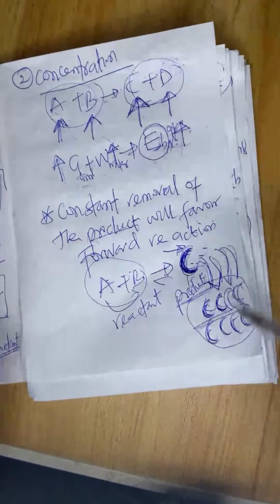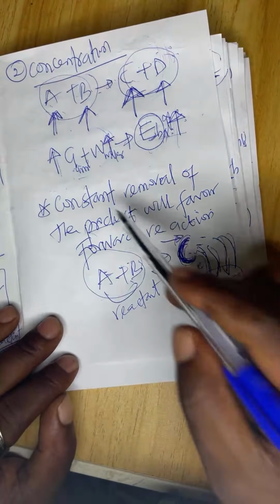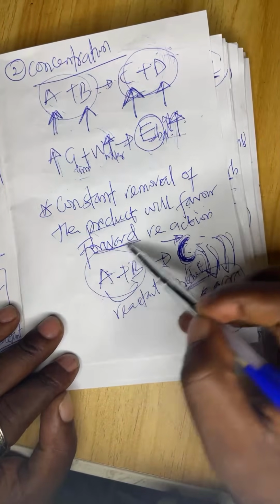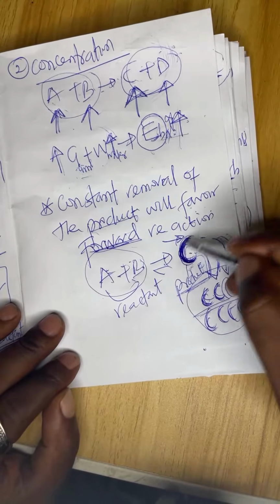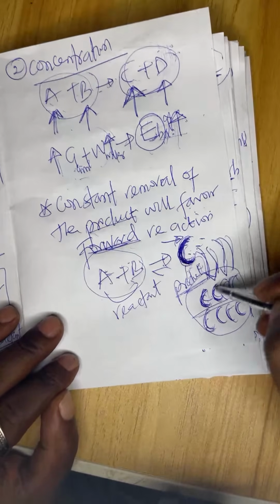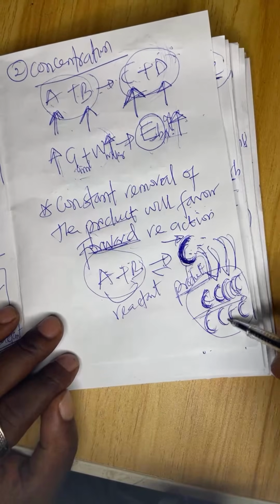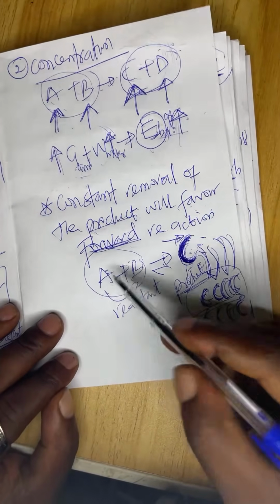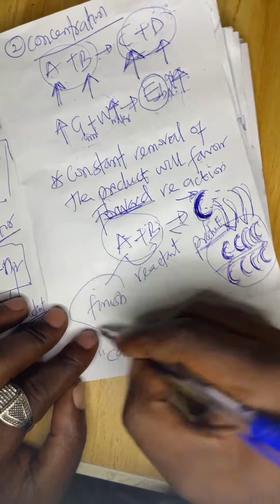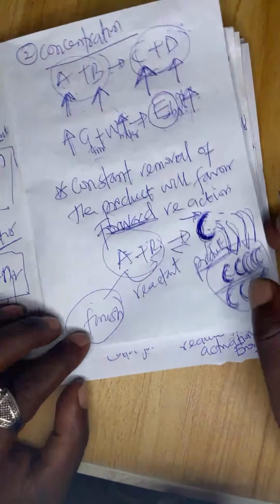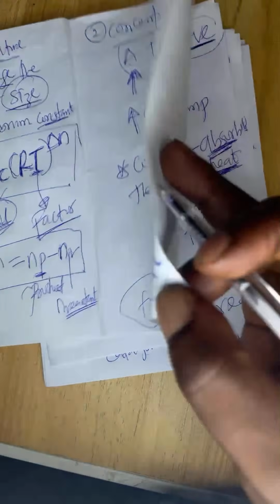But this one is important: constant removal of the product will favor the forward reaction. How? If you constantly remove C, the product, eventually you have a lot of C. The reactants can be exhausted, they can finish, but you don't care, because the product will keep forming more. So that's what I said, and I think that's self-explanatory now.